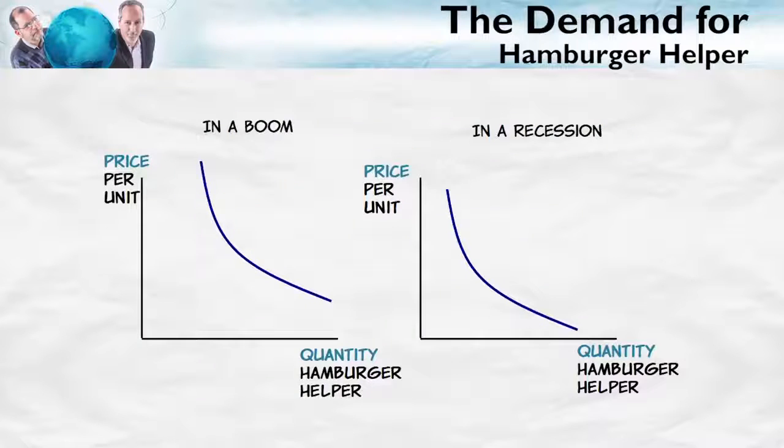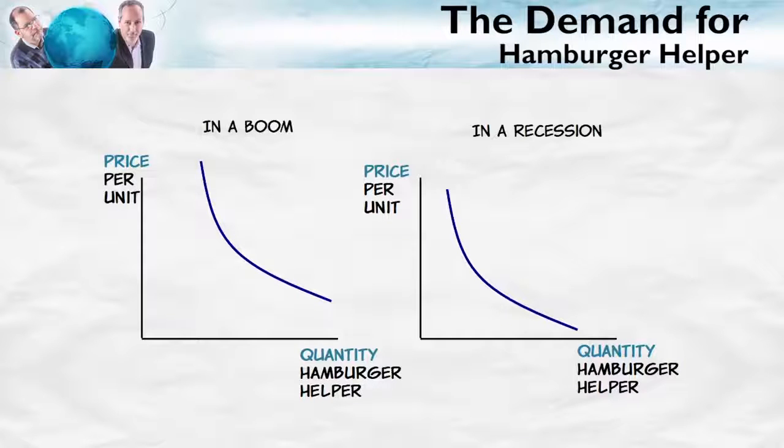Now, let's test your knowledge. I suggest you get a pencil and also a piece of paper. Put down two demand curves. Now we're going to think about the demand for Hamburger Helper, and we're going to think about it in two different situations, namely during a boom and during a recession. Here's our demand for Hamburger Helper. What is going to happen to this demand when the economy goes into a boom, when people's incomes go up? Now draw the new demand curve. What's that new demand curve going to look like?